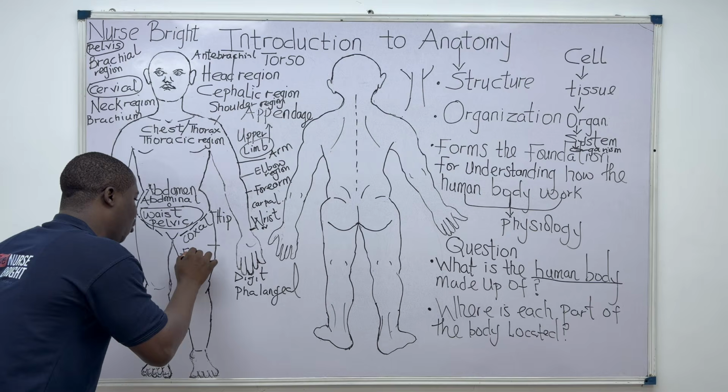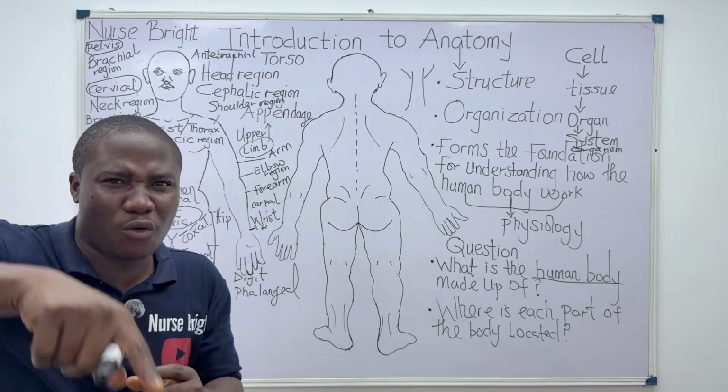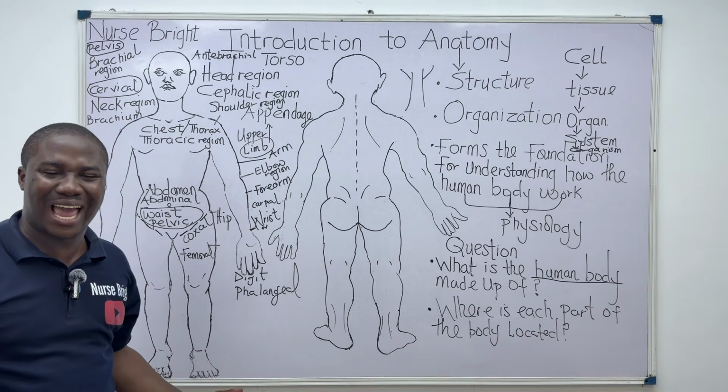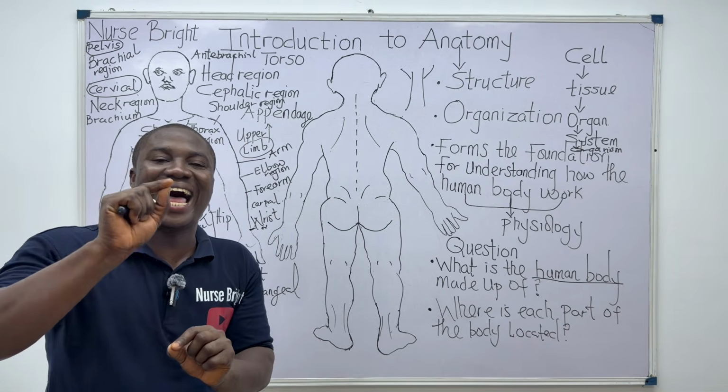We call it the femoral region of the human body. All these are part of what? The lower limbs. Are you there? All these things are easy, they are not hard at all. Now, listen and listen well.